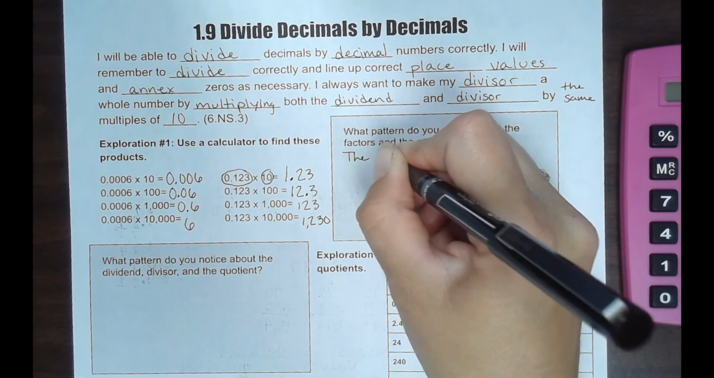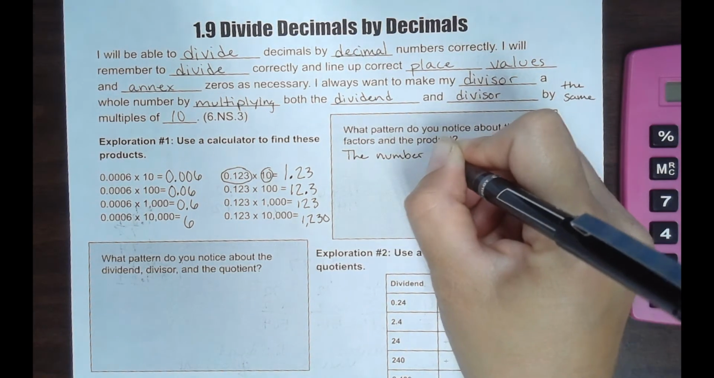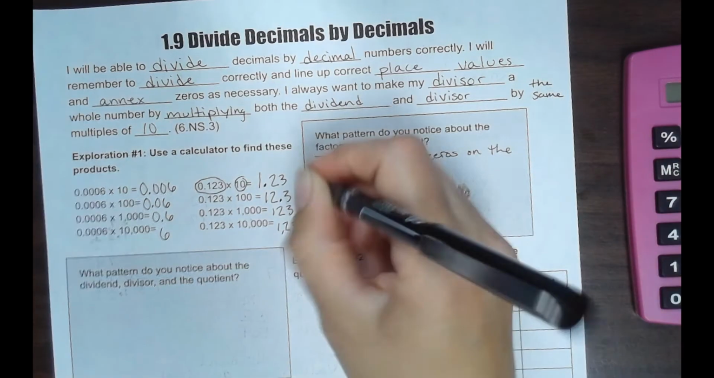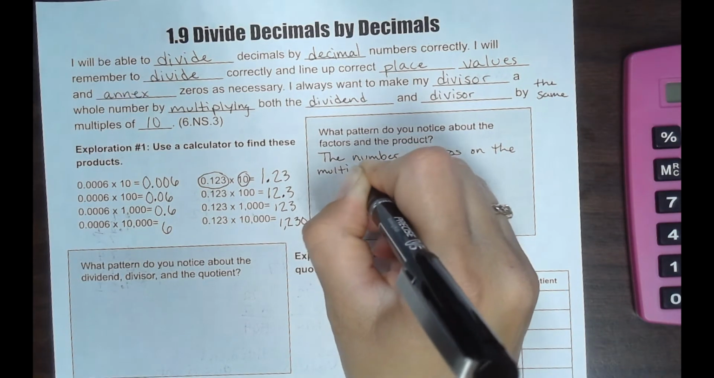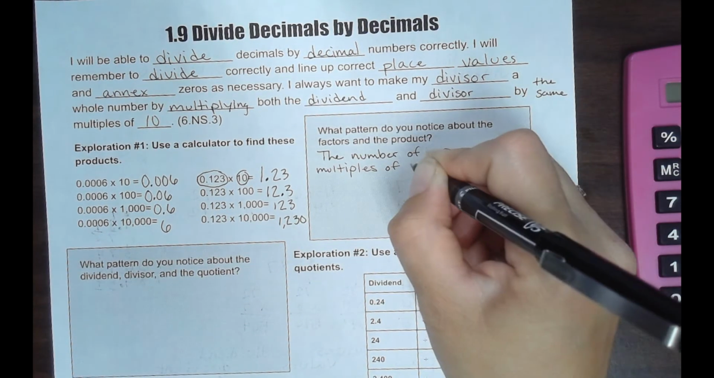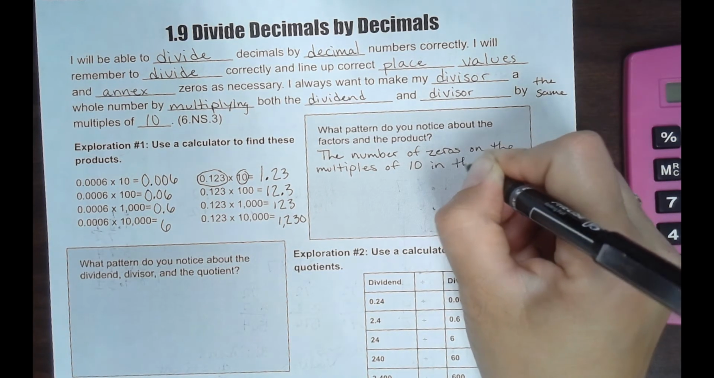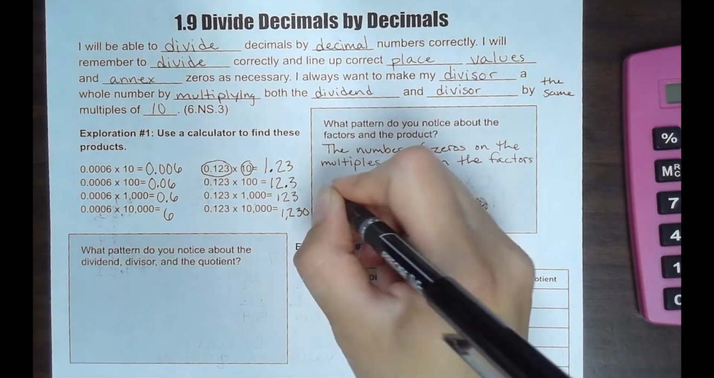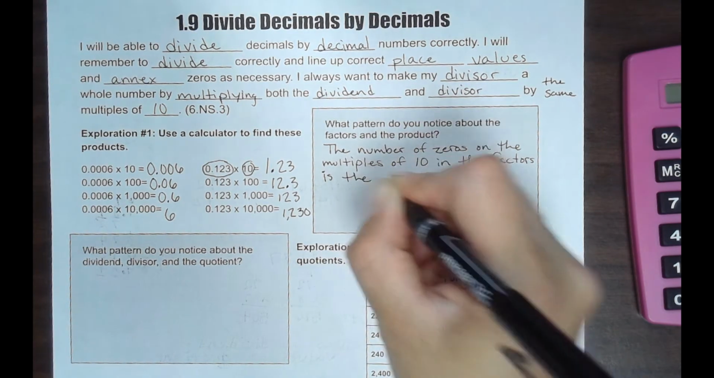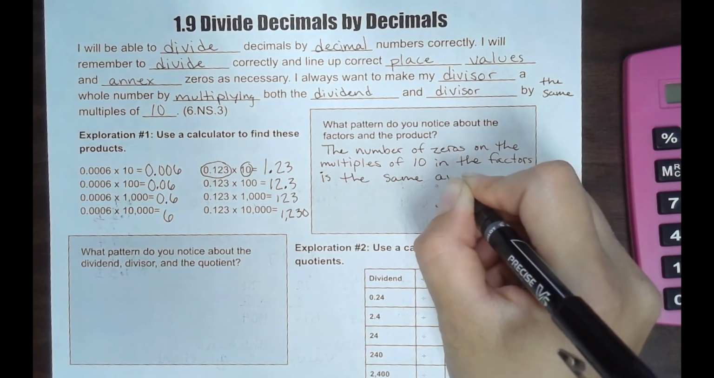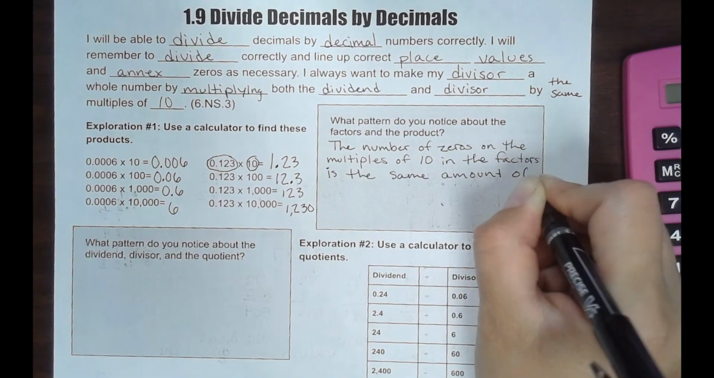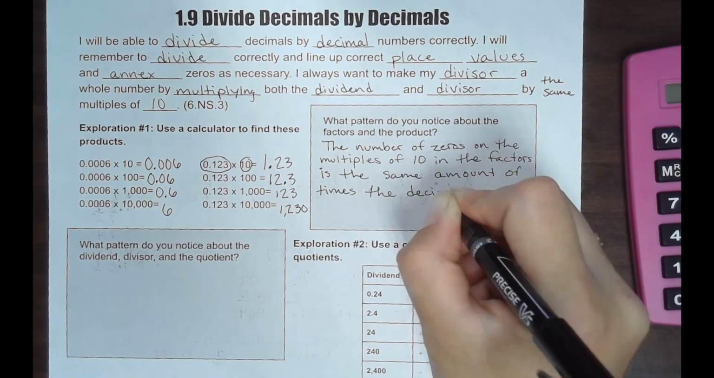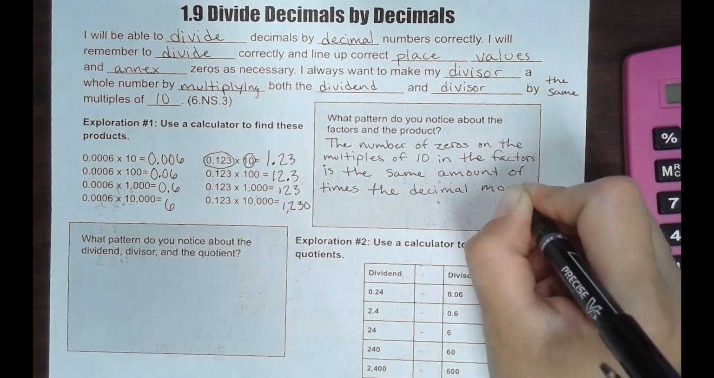The number of zeros on the multiples of 10 in the factors is the same amount of times the decimal moves to the left in the answer.